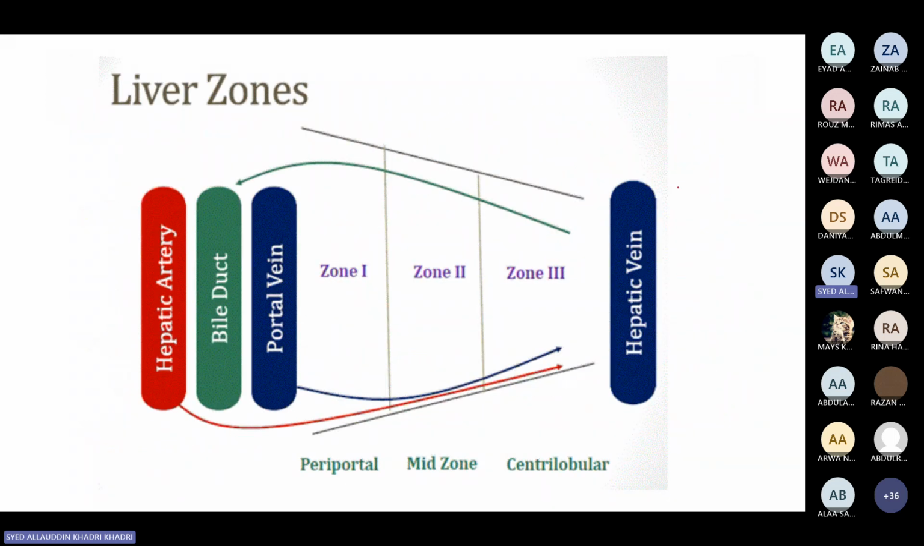Okay, now these are basically the liver zones. You can see over here zone number 1, which is present in the portal tract, which has a portal vein, a bile duct, and a hepatic artery.